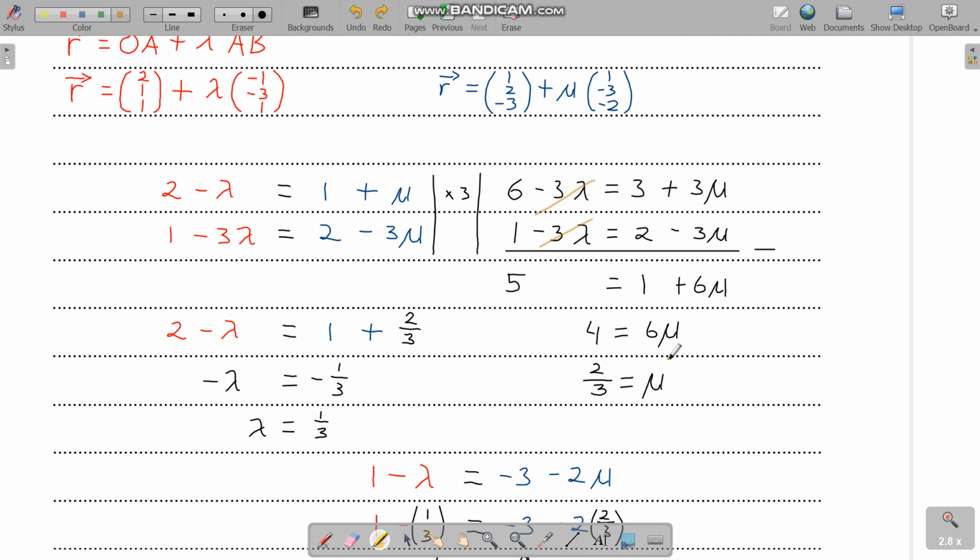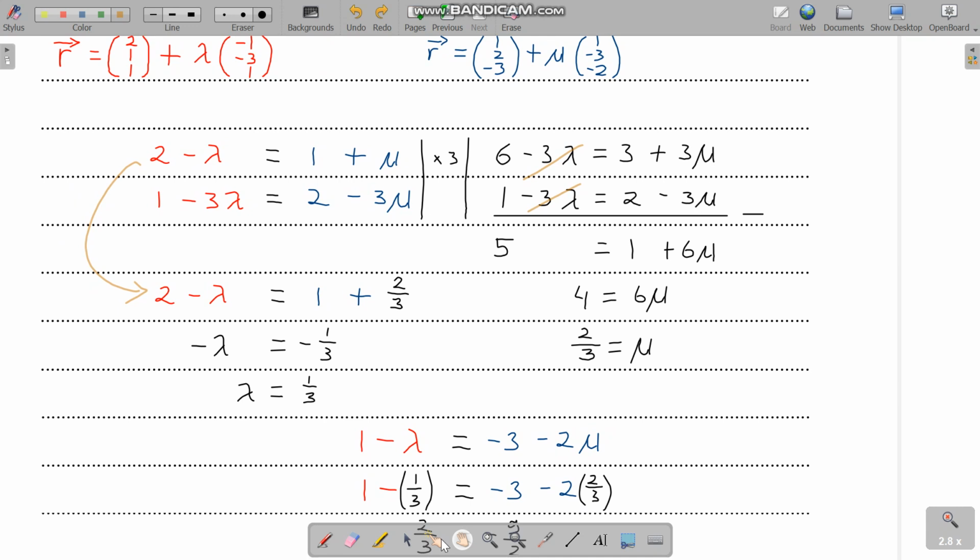To find the lambda, we can just use one of the equations. Here we're using the first equation. We replace the mu with 2/3, and then we can just move this 2 to the right. So 1 plus 2/3 minus 2, that's going to be minus 1/3. So the lambda is 1/3.